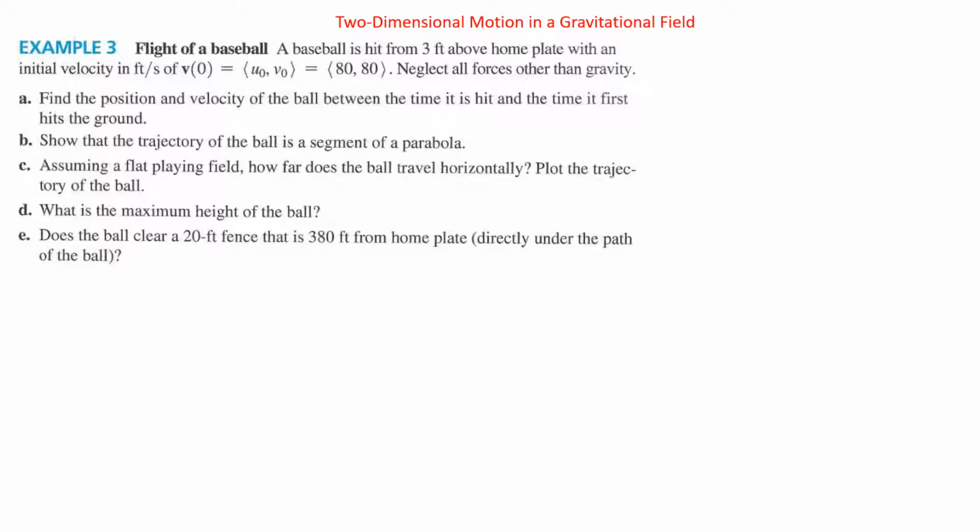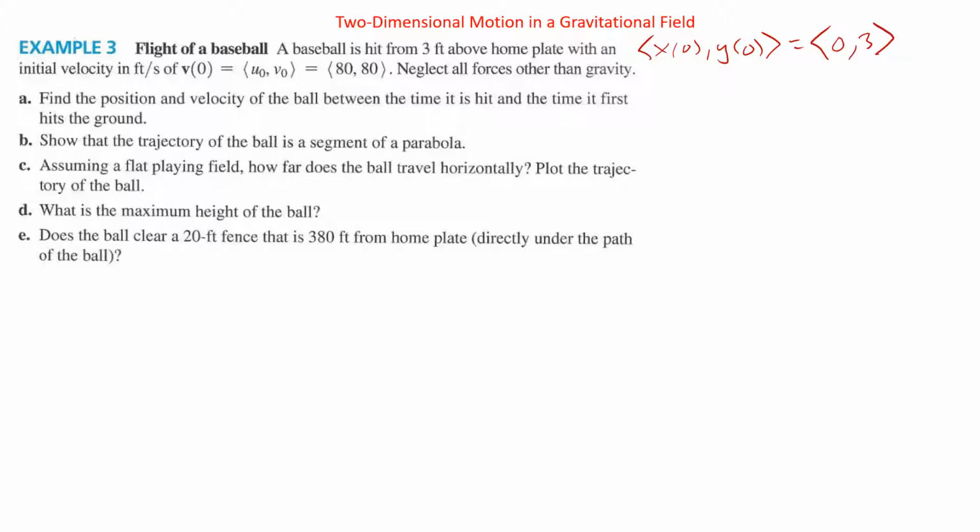And so we have our initial velocity, our initial starting point, x of 0, comma, y of 0, is going to equal, it's 3 feet above home plate. We'll count home plate as 0. So we have 0, comma, 3.